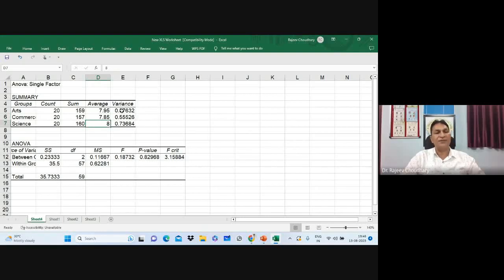We have to take decision. What was our objective? Our objective was to compare Arts, Commerce and Science students in relation to hemoglobin. From the observed average, the calculated mean is 7.95, 7.85 and 8. It seems there is a difference. After seeing the average, it is seen that the Science students possess the higher level of hemoglobin. Agree? Yes, sir. But this is a visual difference. Our objective is to find out the significant difference.